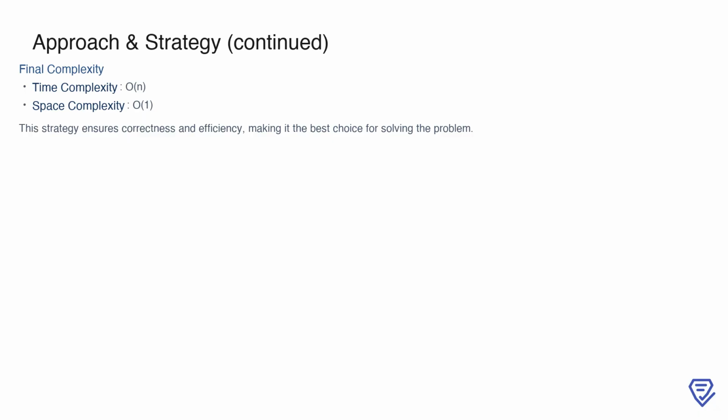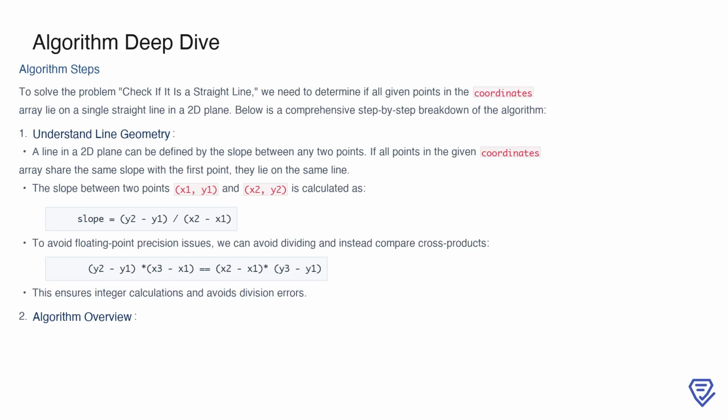To determine if all the points in a 2D plane lie on the same straight line, we rely on the concept of slopes. A straight line is defined by a constant slope between any 2 points on the line. For this problem, instead of directly calculating the slope using division, which can lead to floating point precision issues, we use cross products to perform the comparison.